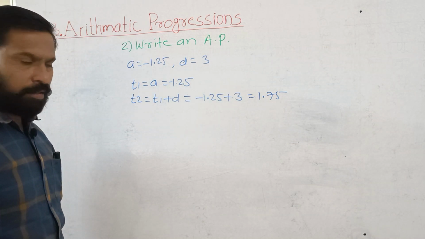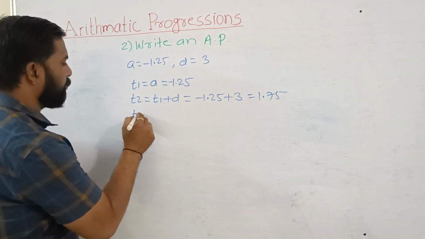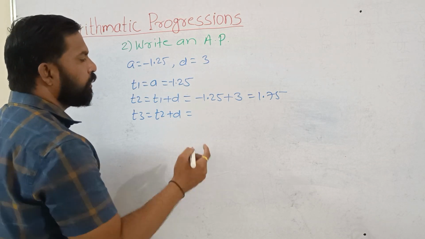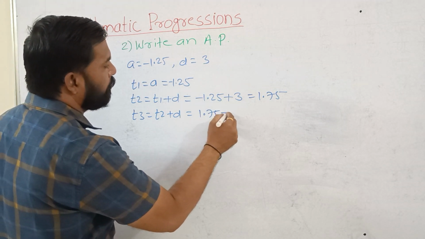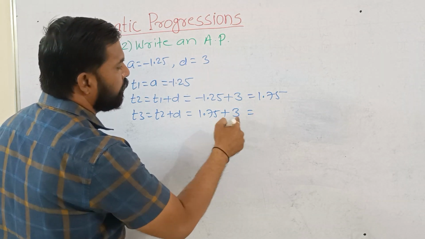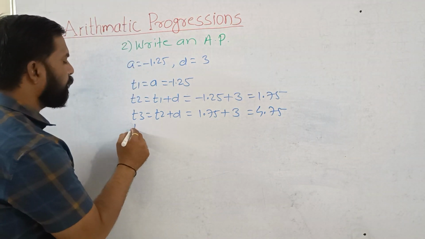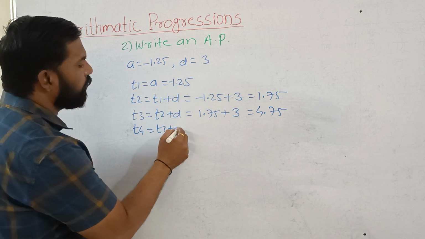Over. Okay, T3, T2 plus D. What is T2? 1.75. What is D? 3. 3 plus 1, 4.75. T4, T3 plus D.